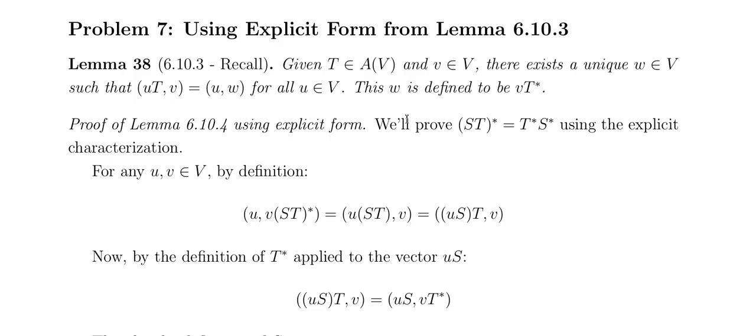For any transformation T belonging to A(V), and V belonging to V, there exists a unique W belonging to V such that (uT, v) equals (u, w). Then this W is defined as vT star. W is called vT star. That is (uT, v) equals (u, vT star). So that is obviously true.